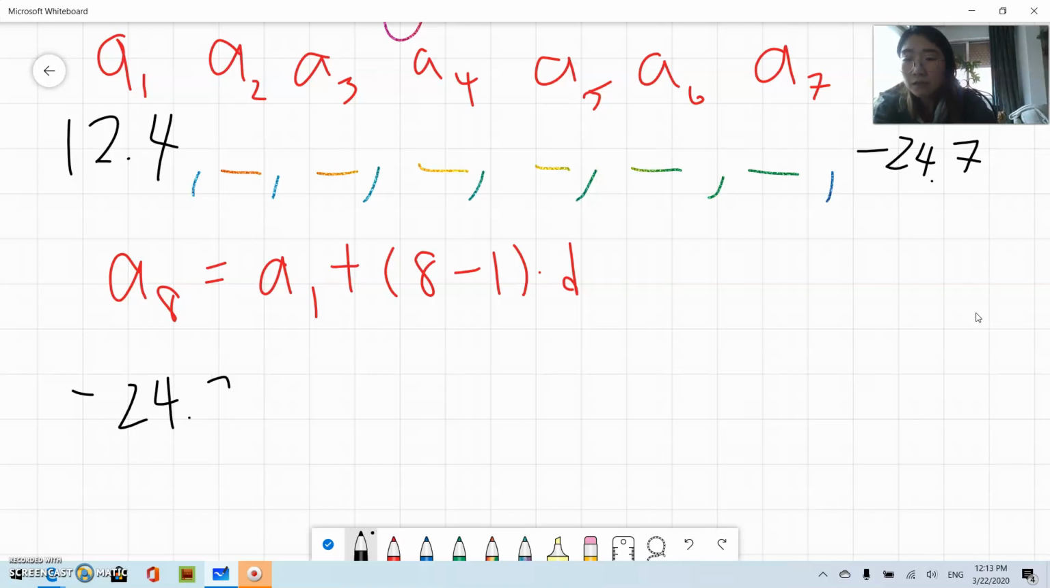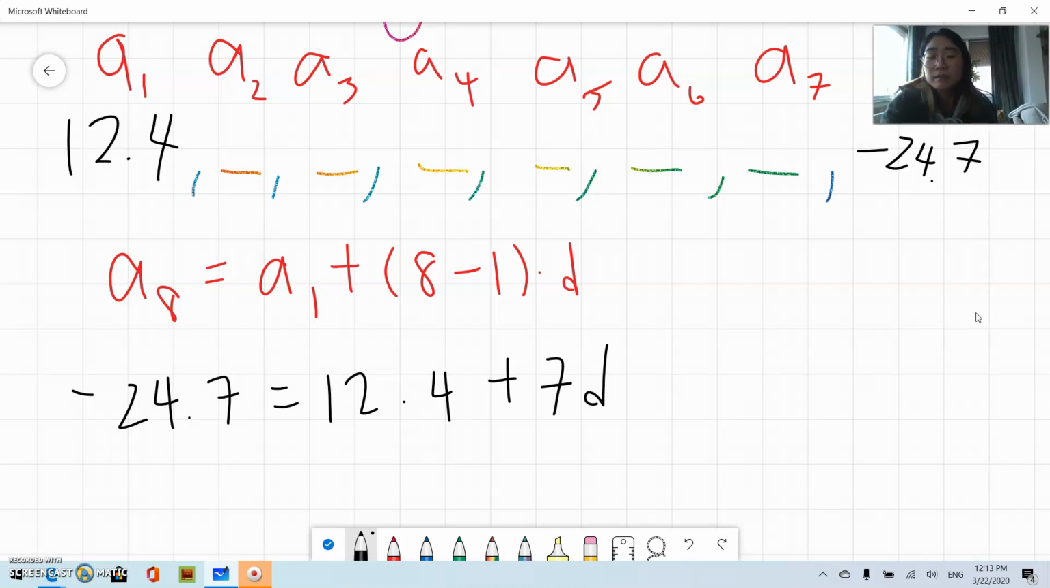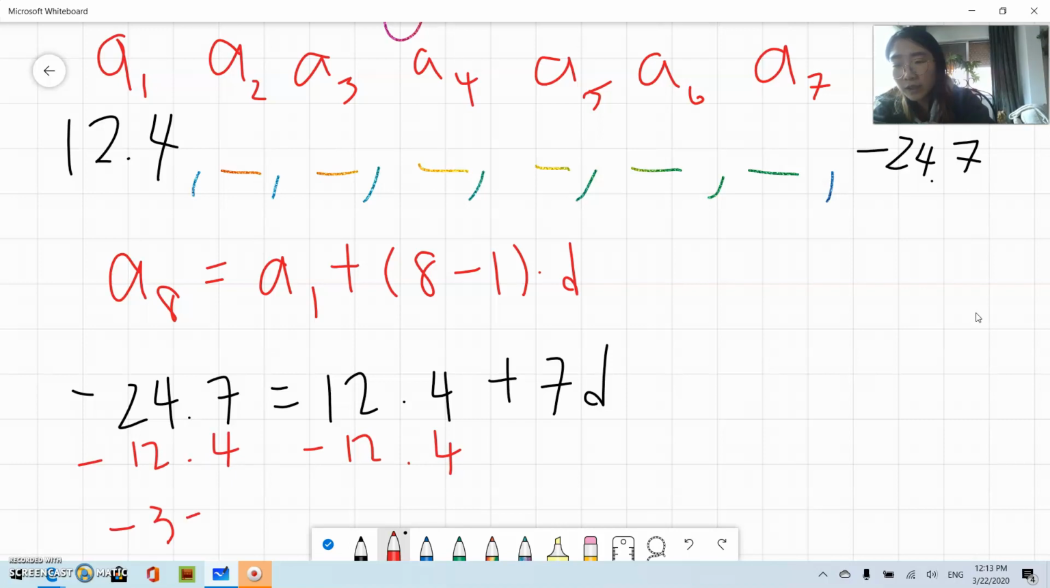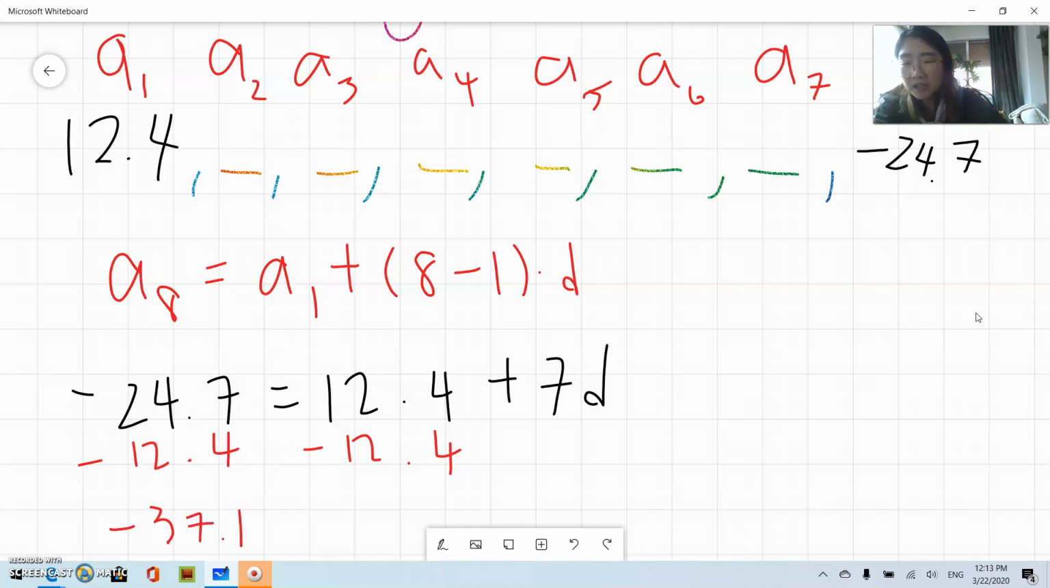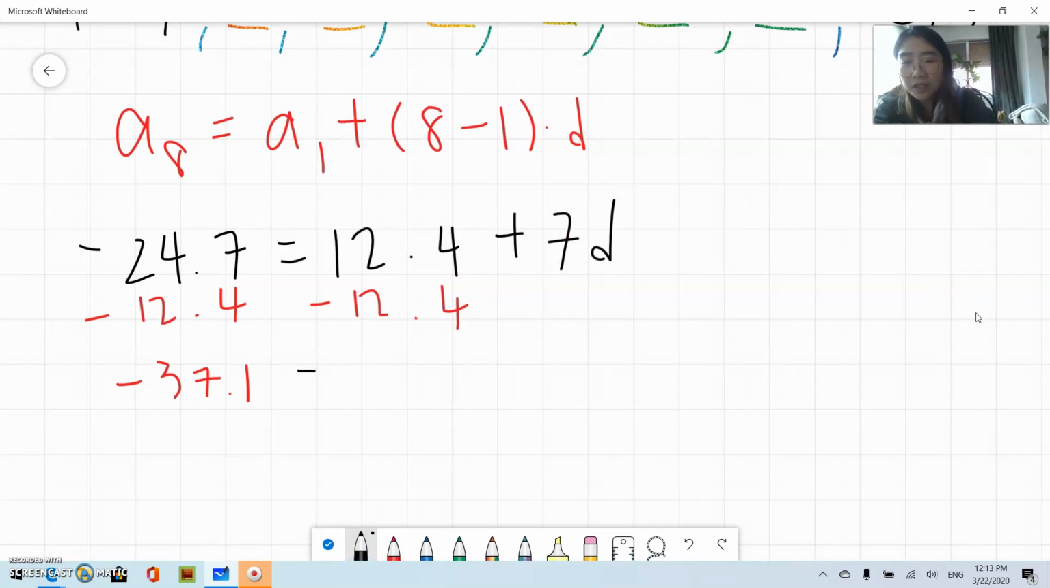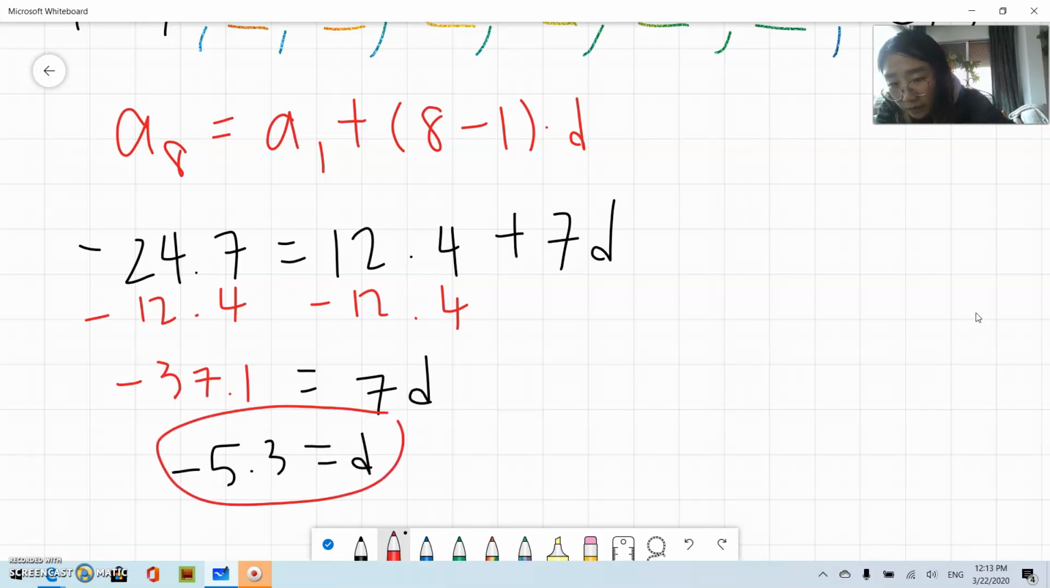Negative 24.7 is equal to 12.4 plus 7d. And then you subtract 12.4. Let's see if my brain is awake. I think, maybe. I'll check with the calculator, don't worry. 7d. Alright, so I do negative 24.7 minus 12.4, divided by 7. So d is negative 5.3, because I divided by 7, right?